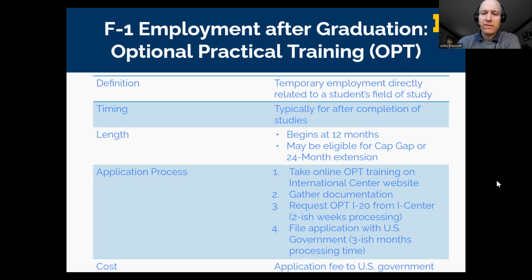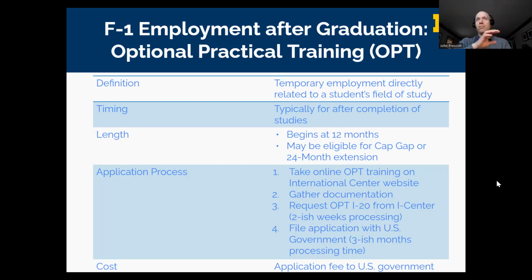Alice asks, how can I find out if I did OPT or CPT? So they're very different application processes. CPT is an application filed directly with the International Center and requires 1 to 2 weeks processing time. We issue a new I-20, and on page 2 of the I-20, it would say CPT, and it would have the start date and end date, whether it's full-time or part-time, and the name of the company or organization where the work is affiliated.